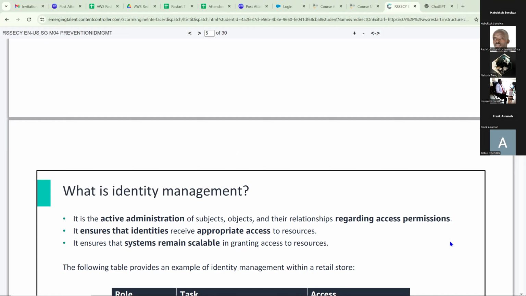Now, comes in another user. User number 2 is Amy. Amy is allowed to read from the database, but she does not have permissions to write to the database or to delete anything from the database. So that's what we are talking about when we are looking at identity management on a high overview.